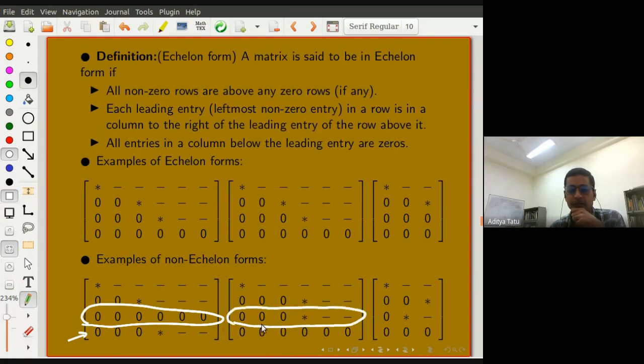See, this violates two conditions. One is the leading entry is not to the right of the leading entry of the row above it. Also, this violates the third condition. All entries below this leading entry have to be zero in that column. But this, of course, is a leading entry, therefore it is not zero. So because of that, this matrix is not in an echelon form. How about the third one?